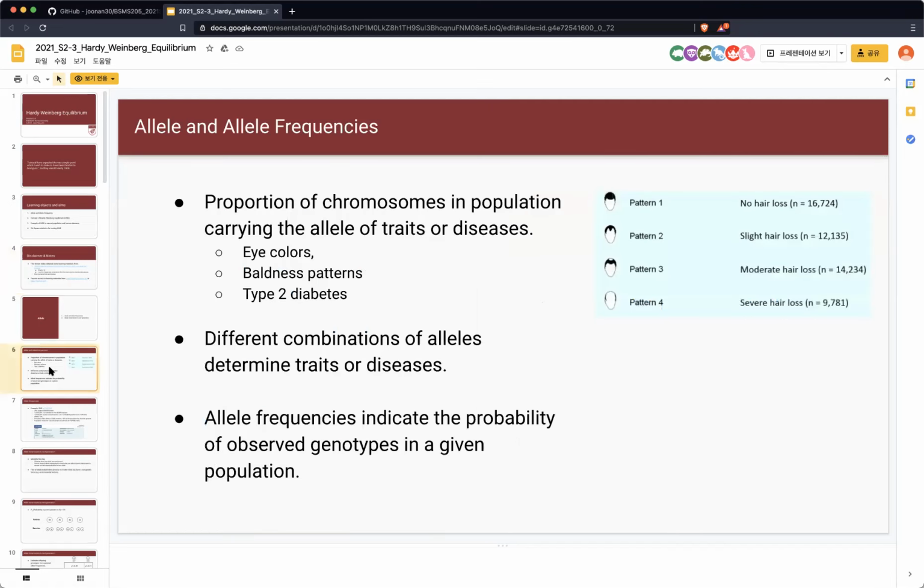Okay, so allele. As we know, the allele is the basic unit for the genotype and also the phenotype, right?